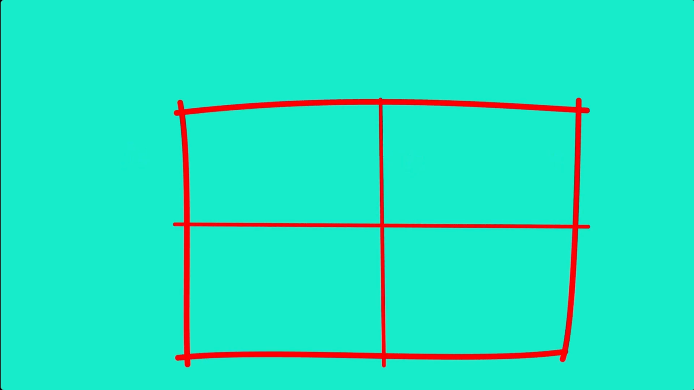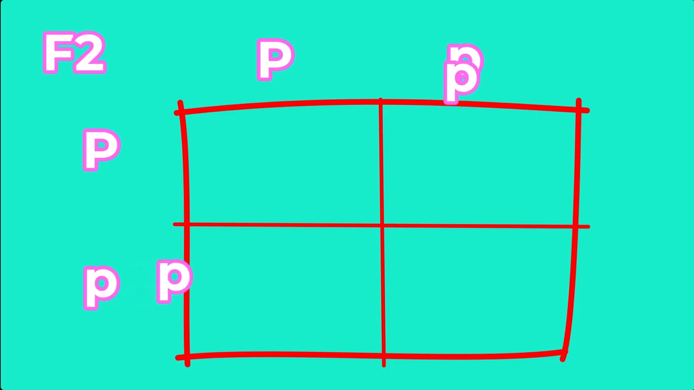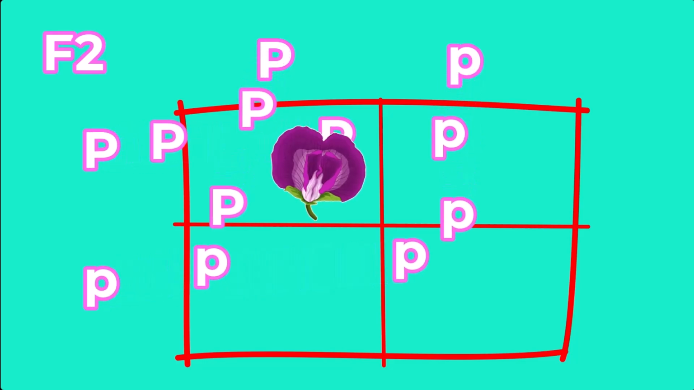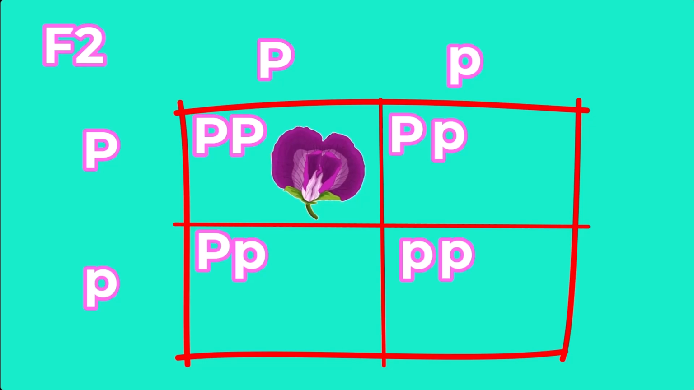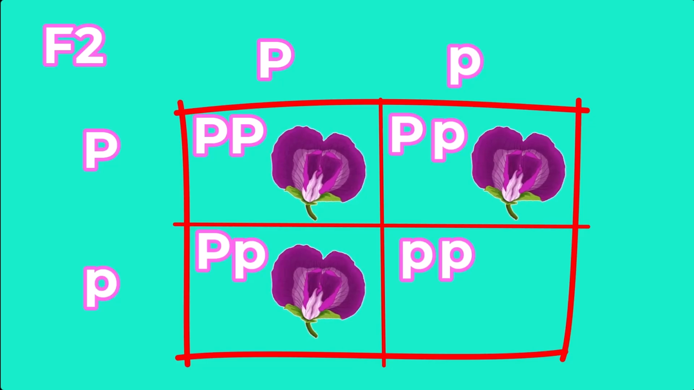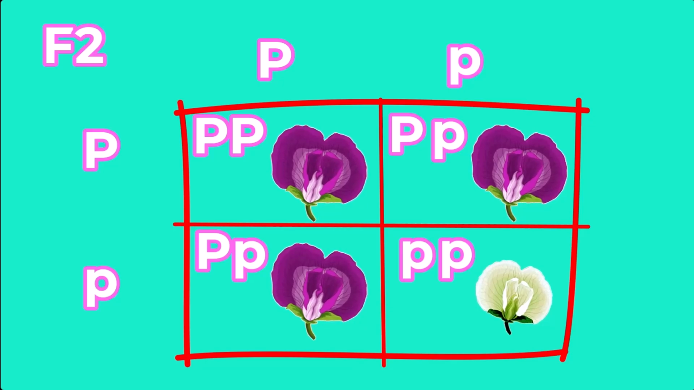Punnett squares are used to highlight the 4 possibilities of combinations of gametes and the resulting 4 possible offspring in the F2 generation. 1/4 of the plants have 2 alleles specifying purple flowers. 1/2 of the F2 offspring have inherited 1 allele for purple flowers and 1 allele for white flowers. These plants express purple flowers, which is the dominant trait. 1/4 of the plants have inherited 2 alleles specifying white flowers. These plants will express the recessive trait of white flowers.